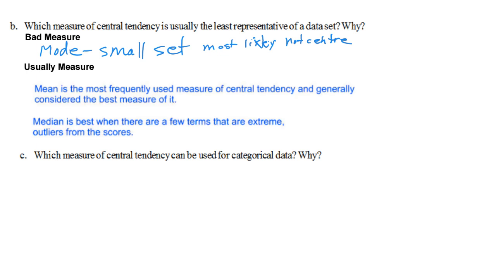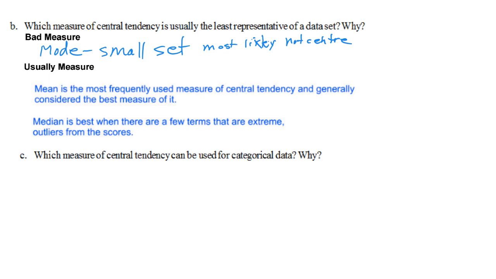When we're actually doing measurements and trying to figure out the measures of central tendency, the mean is most frequently used because it's usually the best. Now for the median, it's really good when there are a few terms that are extreme and outliers. That's all, so don't worry about it. You've seen it. Just use your list and make a decision and tell me why something is good or not.